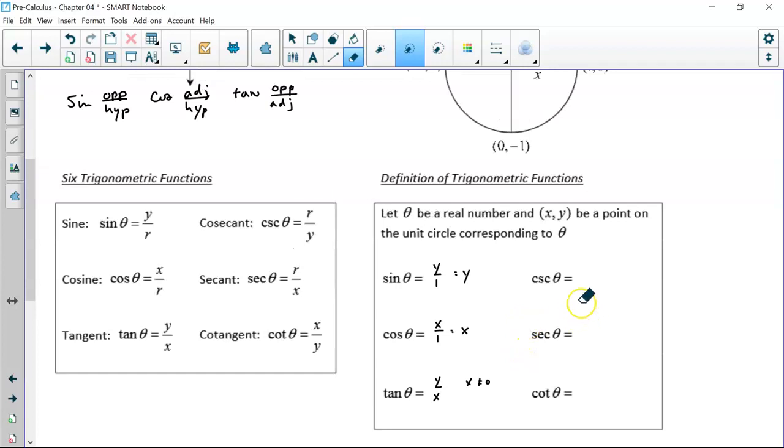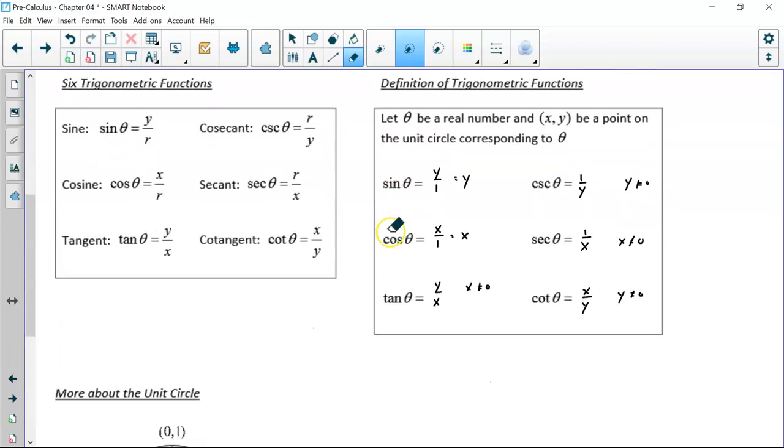Now, the cosecant would be the reciprocal. It's going to be 1 over y. The secant is going to be the reciprocal of cosine. It's going to be 1 over x. And the cotangent is going to be x over y. And for all of those, y cannot equal 0, x cannot equal 0, and y cannot equal 0, just so we don't have that division by 0. And that's for our unit circle.